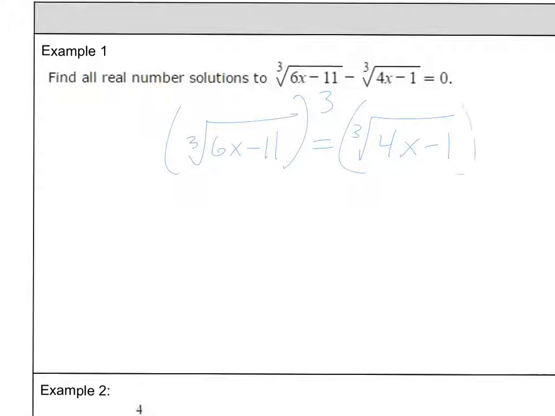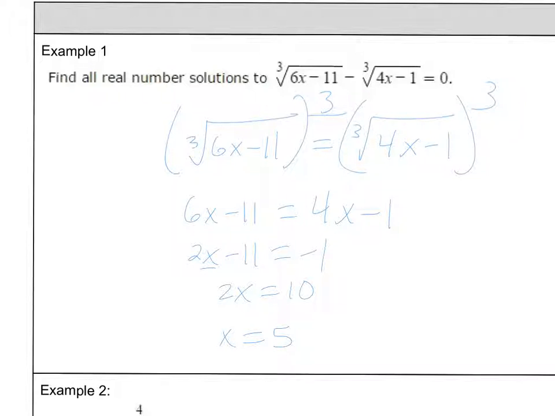And now that the radical is isolated, the proper way to get rid of that root is to cube both sides, because cubing and cube rooting are opposites, leaving us with 6x minus 11 equals 4x minus 1. Now this should look relatively familiar, and if it were me, I would try to get the x's on one side first and keep them positive. So I would actually subtract this from both sides first. That would give us 2x minus 11 equals negative 1. Then solving this for x, we have 2x equal to 10, which means x equals 5.